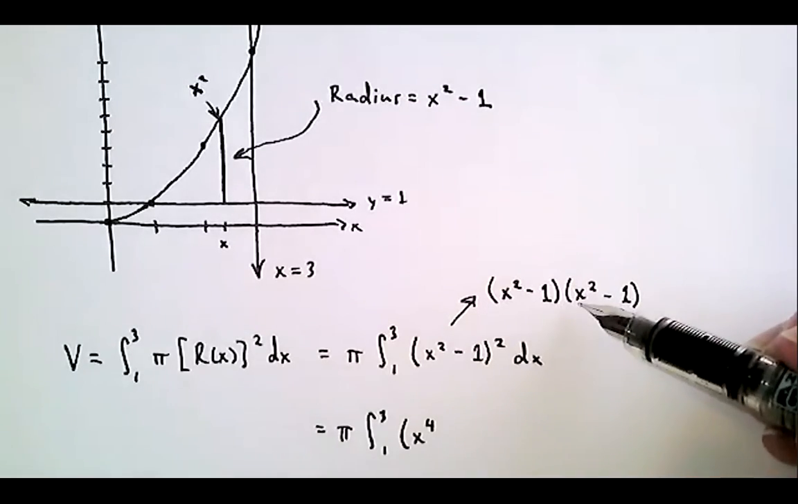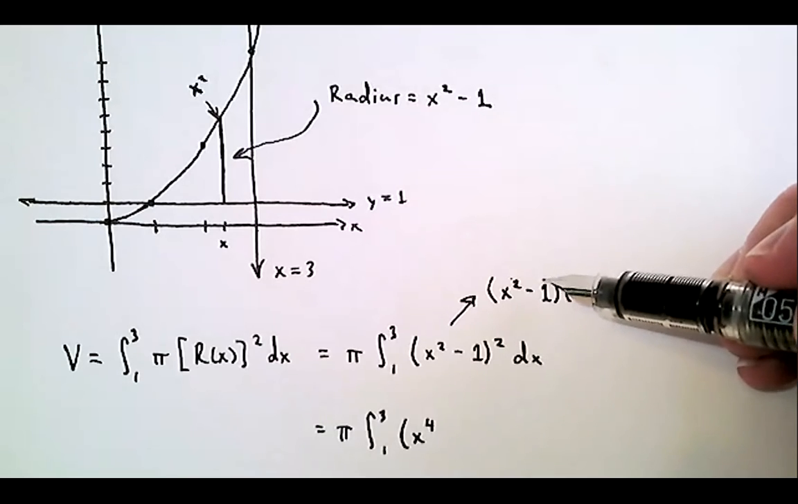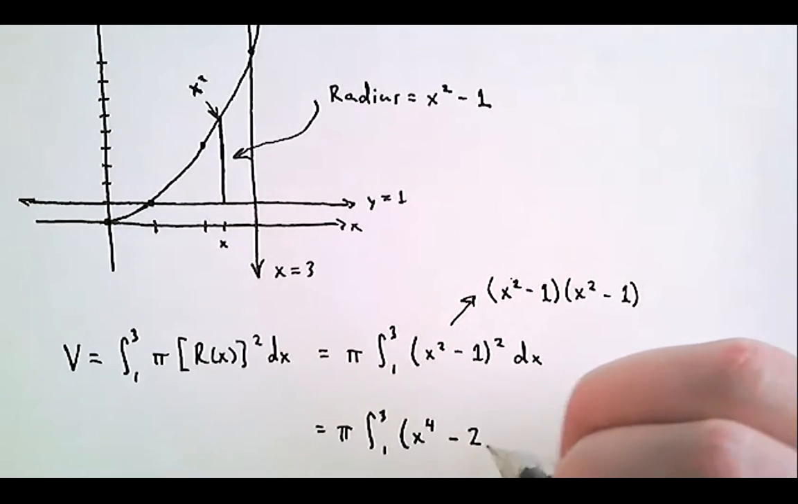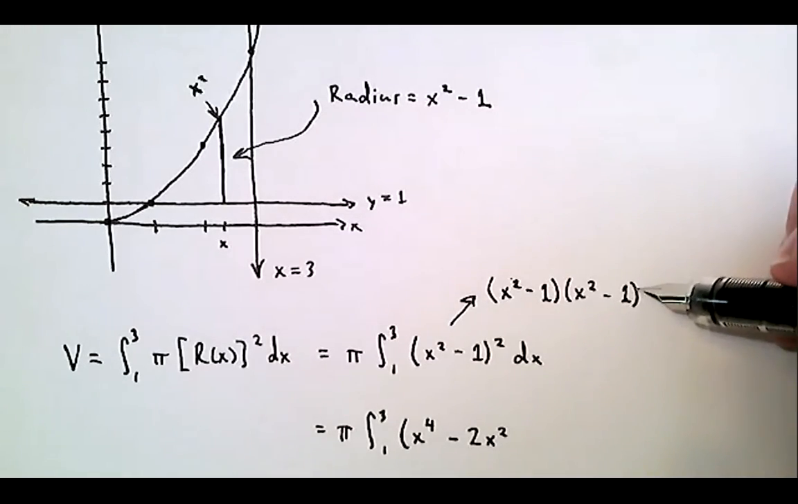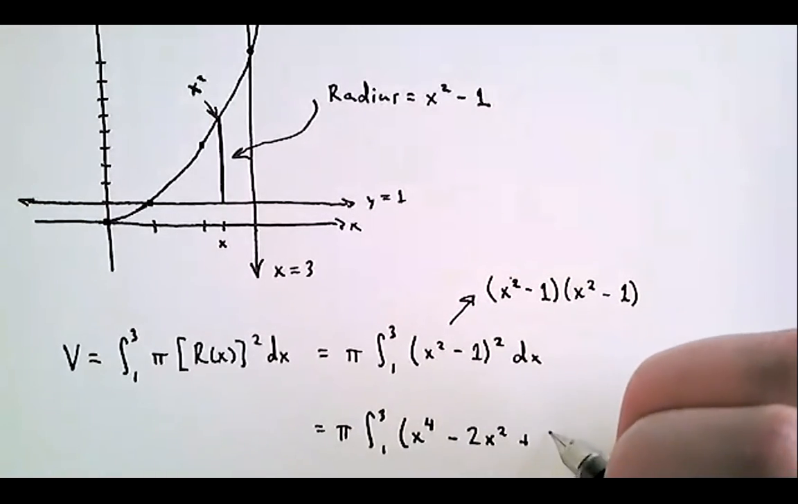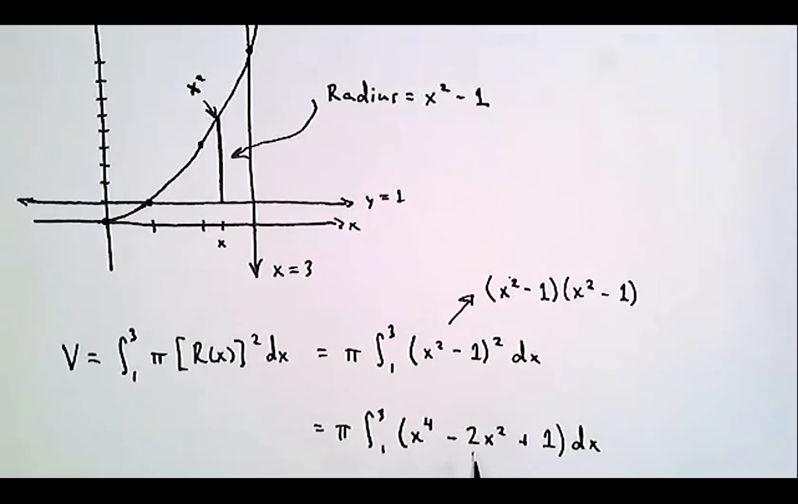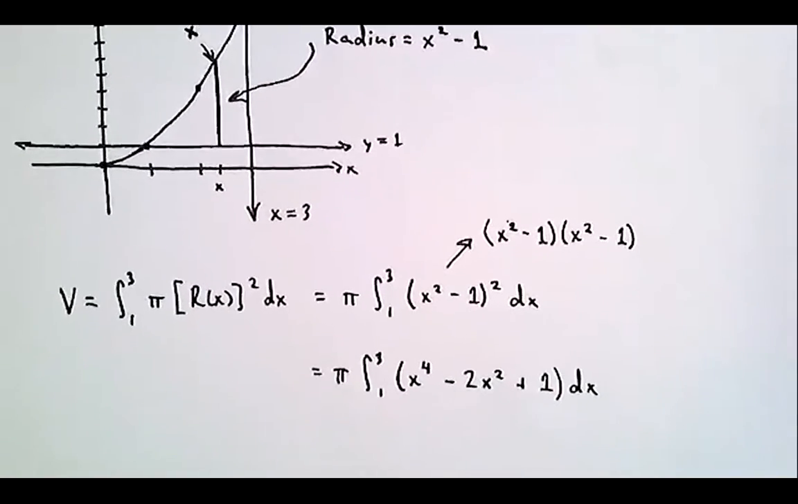Okay, so we get x squared times x squared, and then we get an x squared times minus 1, and a minus 1 times x squared. That gives us minus 2 x squared, and then we get minus 1 times minus 1. So a plus 1. So make sure you're careful. Don't forget about this term in the middle, the cross term.